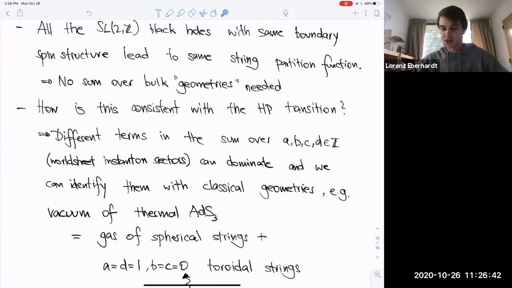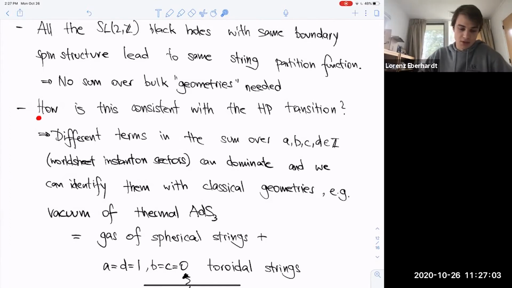And in particular, what this will mean, if this is true, is that you can reproduce any state in the boundary from the point of view of any bulk geometry. So you can start with thermal AdS3 and ask what the BTZ black hole is as a string state on thermal AdS3. So that's exactly what we will ask now.